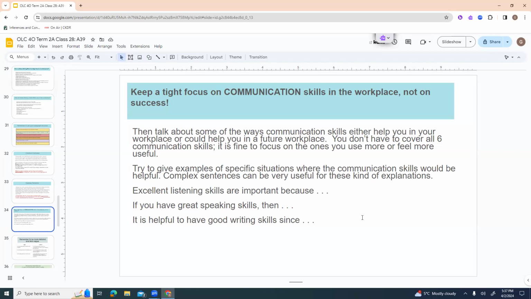Remember that you don't have to cover all 6 communication skills. It's fine to focus on the ones that you use more at work or that you feel are going to be more useful. Try to give examples of very specific situations where the communication skills will be helpful. Complex sentences can be very useful for these kinds of explanations. Things like, excellent listening skills are important because, and then you could give me an example. If you have great speaking skills, then what's the result of good speaking skills? It's helpful to have good writing skills since, what's the reason?